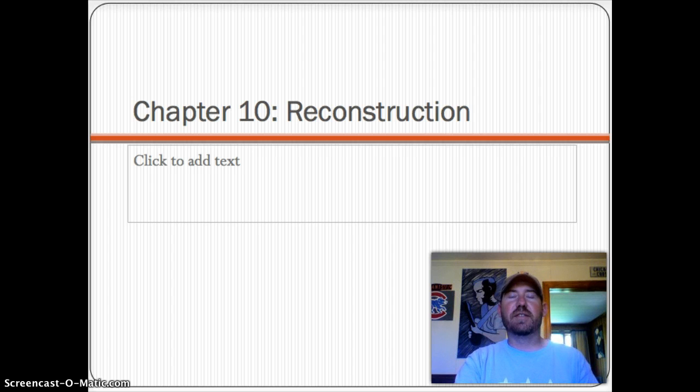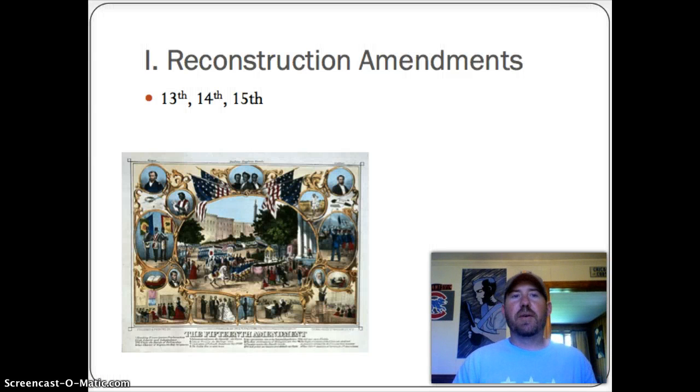And all Reconstruction is how are we going to put this country back together? How are we going to rebuild the South or integrate them back into the Union? First thing you need to know about Reconstruction are the amendments to the Constitution that come out of it, because of the Civil War and during Reconstruction. And they're the 13th, 14th, and 15th.